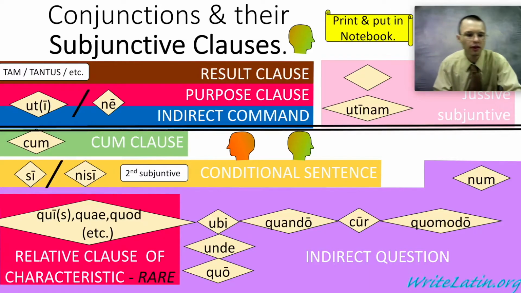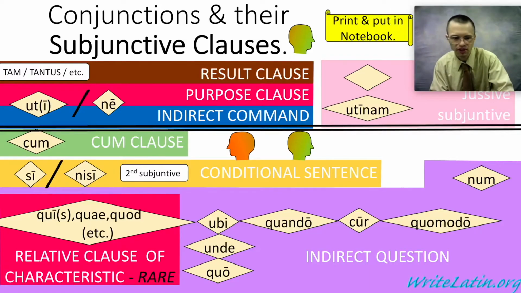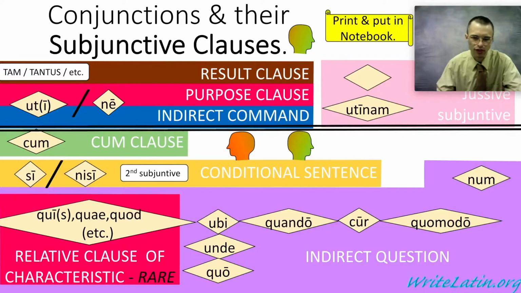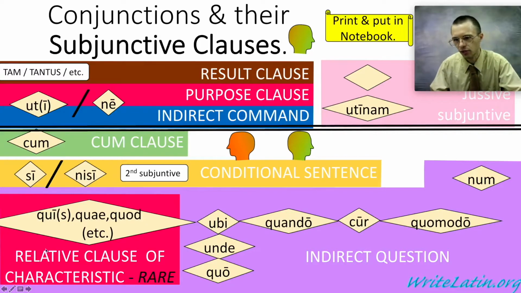I'm going to skip relative clause of characteristic just because it's so rare that you can look it up yourself in a grammar somewhere if you really care, but it's pretty rare. It's just like, such a person as would do blank. That's what the relative clause of characteristic is. And it too is introduced by these qui, quae, quod relative pronouns.